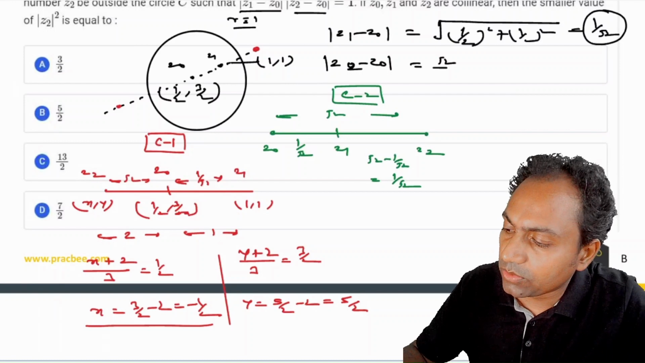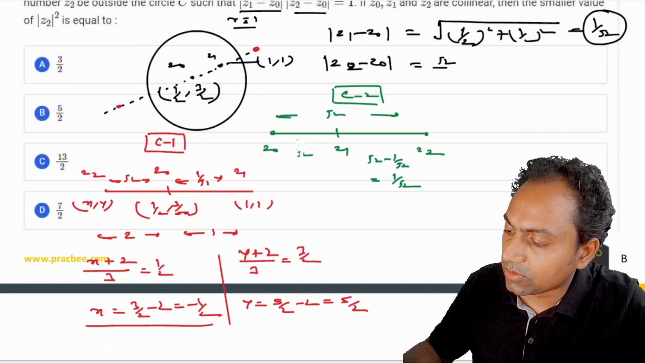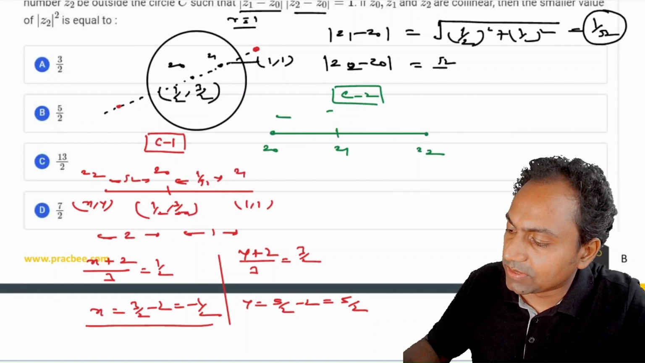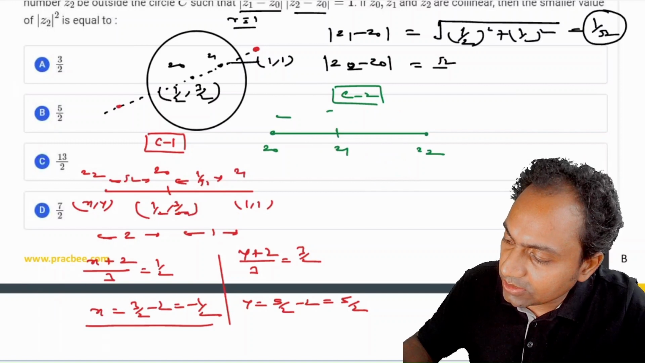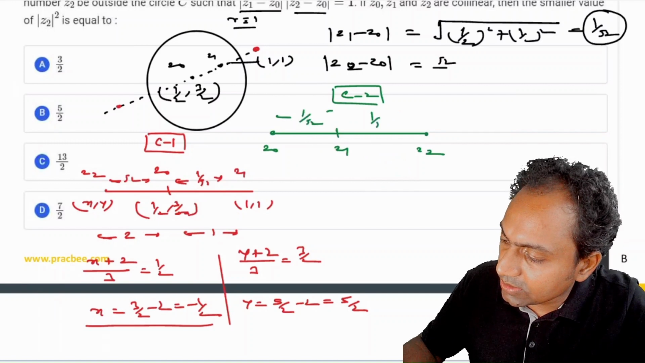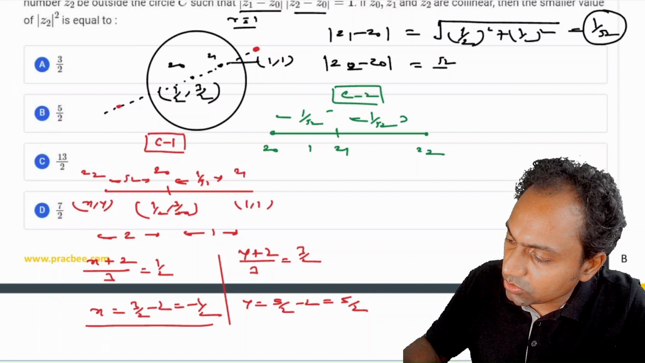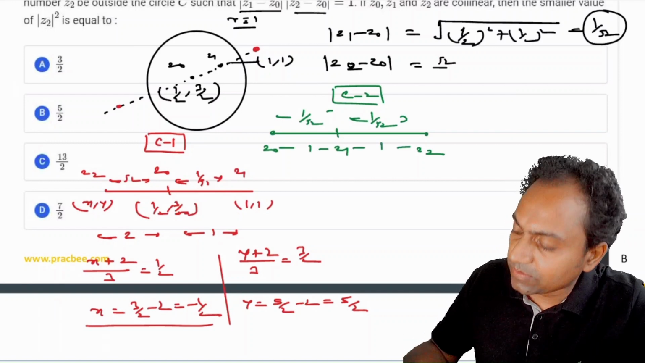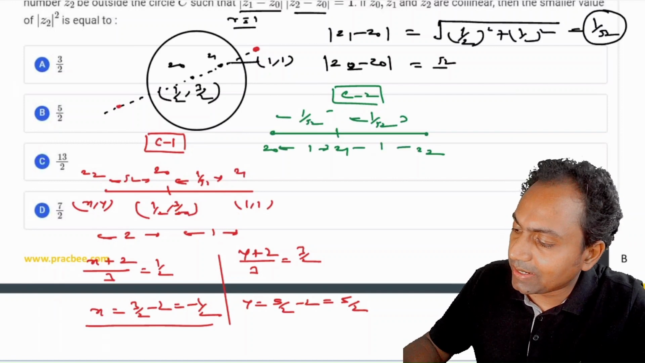So if you look into these ratios, once you have figured this out, after this basic calculation, this distance is also 1 by root 2 and this distance is also 1 by root 2. The ratio between them is 1:1. So here z1 is the midpoint between z0 and z2.